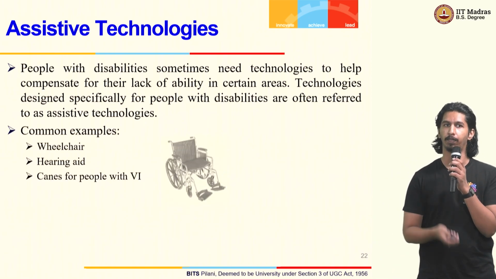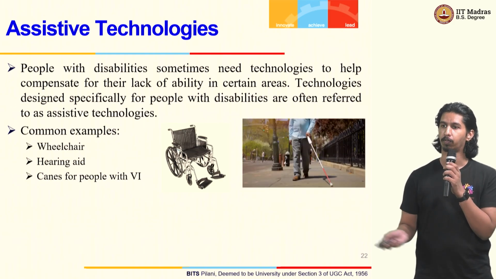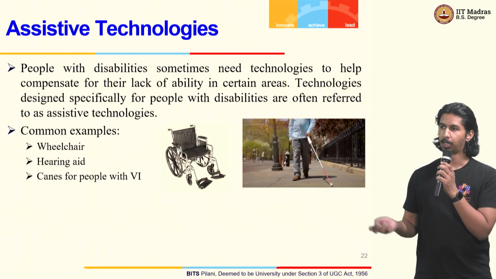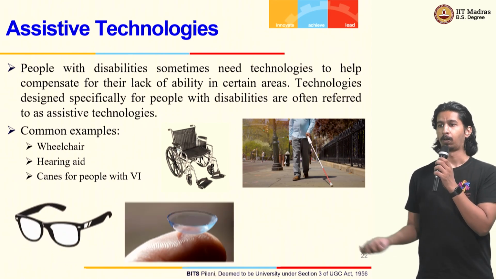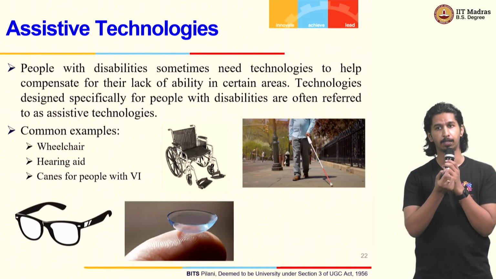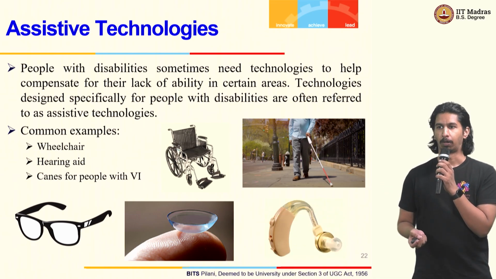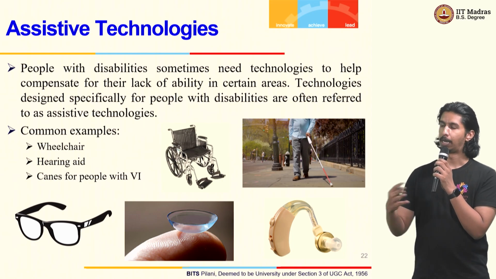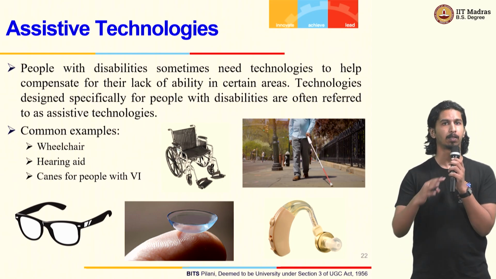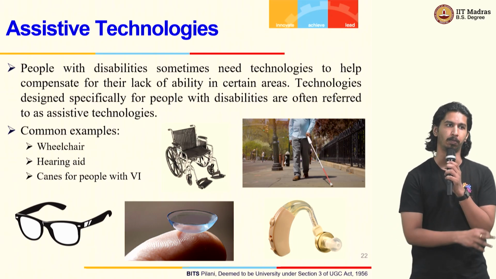It could be, say, wheelchairs. It could be hearing aids, or it could be these smart canes that people with blindness use to navigate. And it could also be your spectacles or the day-to-day lenses that people use, right? So in general, any technology that is going to help us in our day-to-day life, and is specifically designed for people with disabilities to help them, is an assistive technology.